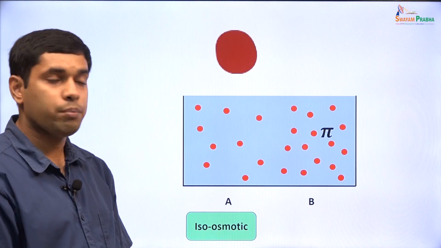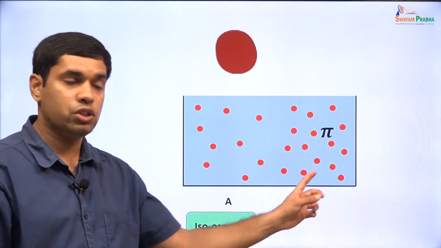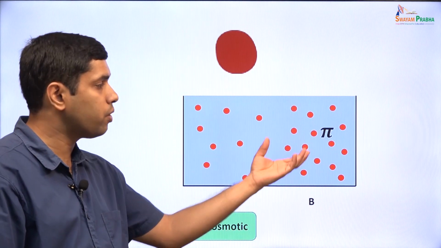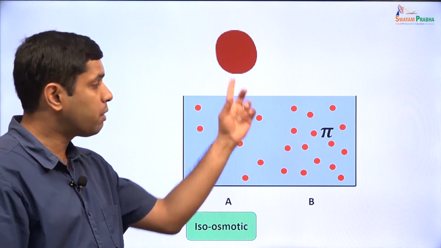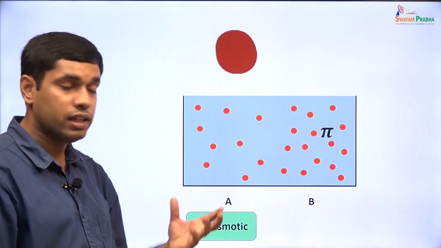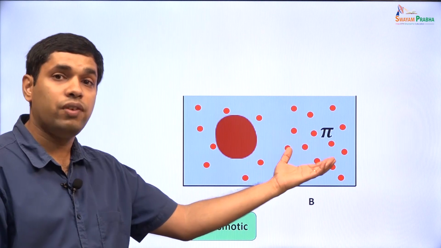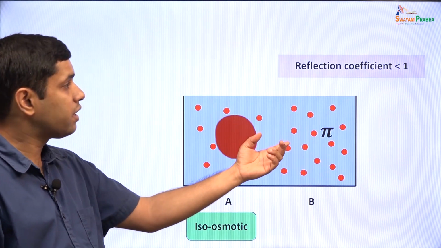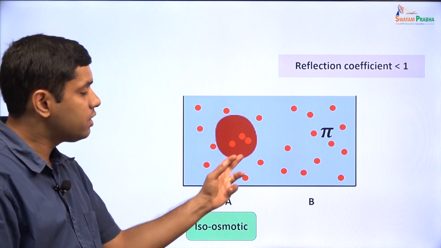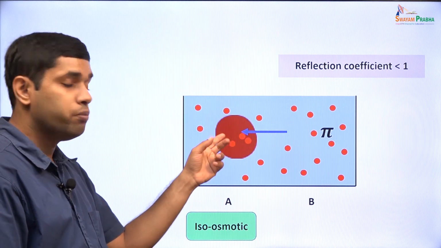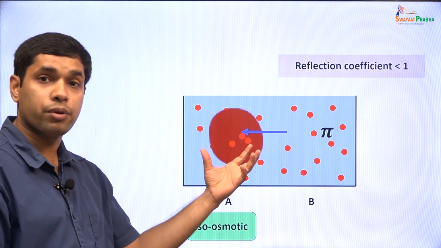So let us now see what happens when we put a cell into an isoosmotic solution. However, this solution consists of a particle whose reflection coefficient is less than 1, or this particle can actually cross the cell membrane. Let's see what happens. We put this cell inside, and since the reflection coefficient is less than 1, this particle can enter the cell. Now the osmolarity inside the cell is more, so there will be water movement into the cell, and therefore the cell will swell up.